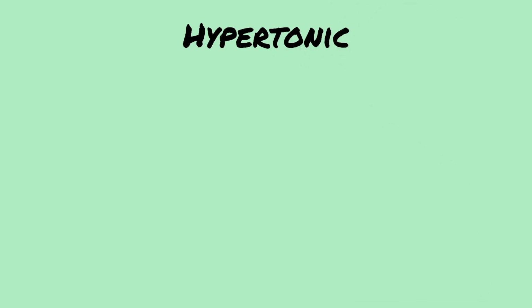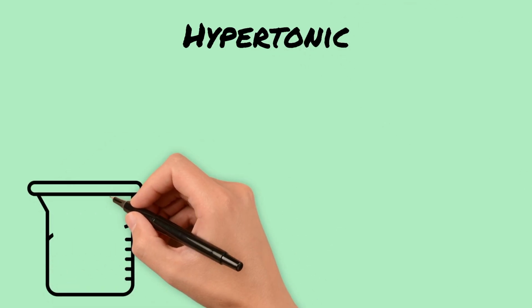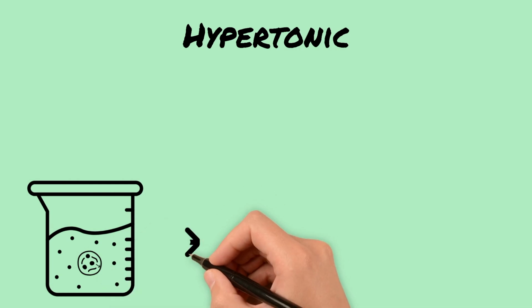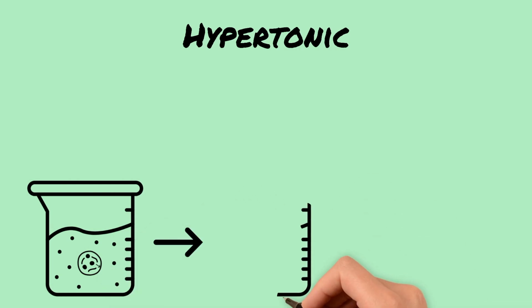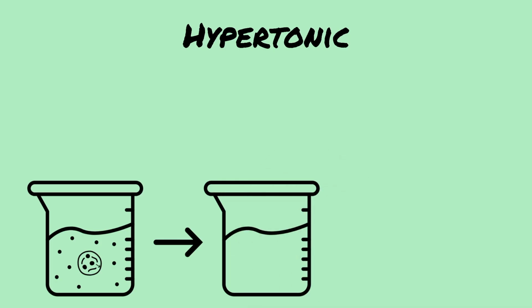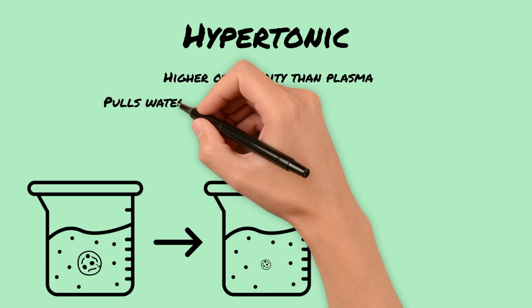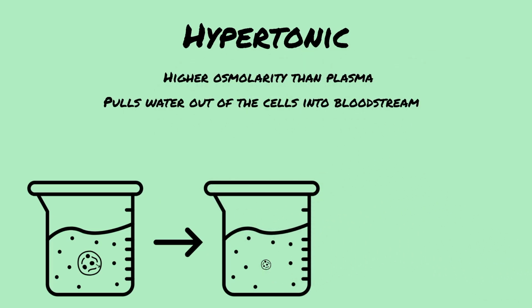Hypertonic fluids have higher osmolality than our plasma. If we drop our cell into a hypertonic solution, we have a higher concentration in the fluid than inside the cell. So our water would shift from inside the cell into the hypertonic solution. It pulls the water out of the cells into the bloodstream, and that would then shrink the cell itself.